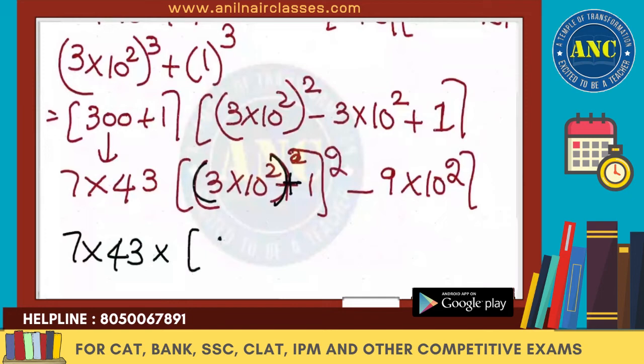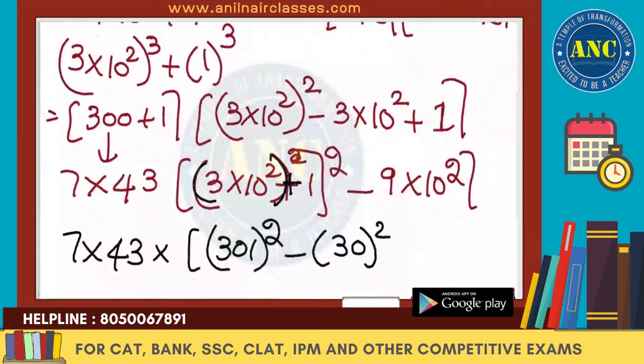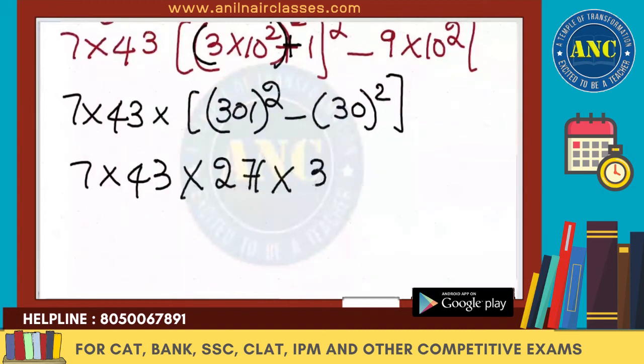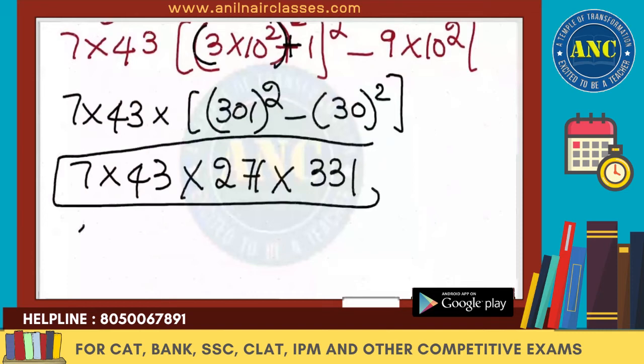This is 300 plus 1, 301 whole square, minus 30 whole square. So this is nothing but 7 into 43, into a square minus b square, which is (301 minus 30) into (301 plus 30), that is 271 into 331. All are prime numbers.